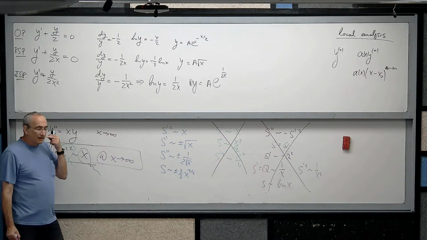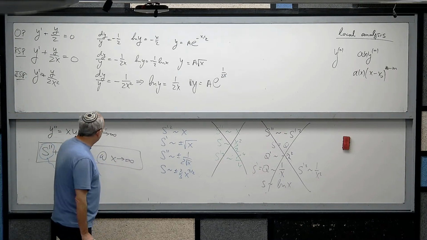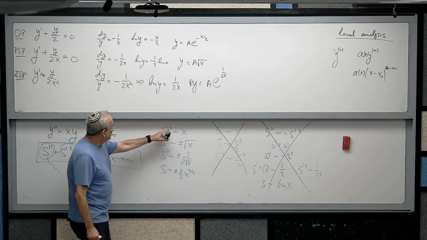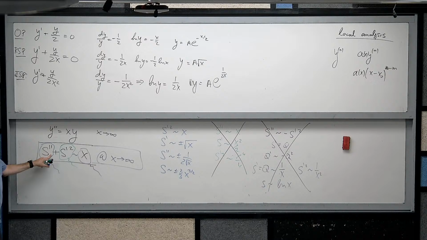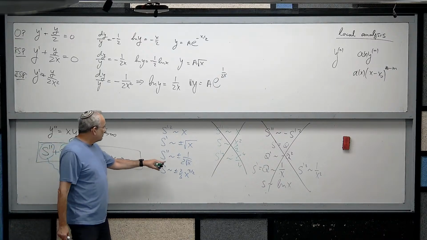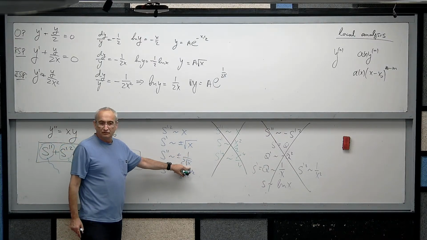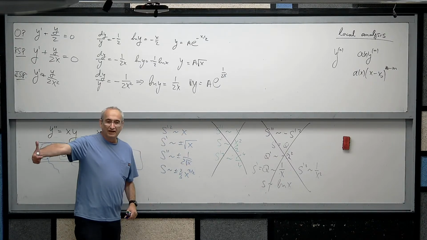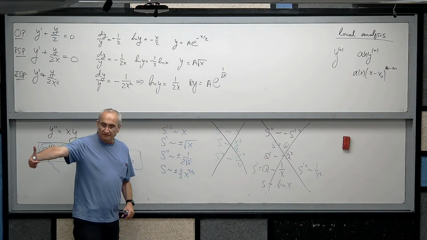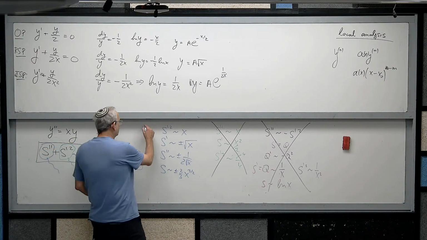And this is consistent because S prime squared is going like x, and the term that we have neglected, S double prime, which we assumed to be negligible, is indeed negligible because it is going like 1 over 2 square root of x. So with respect to x, it is going to 0 as x goes to infinity. So this is the correct strategy.